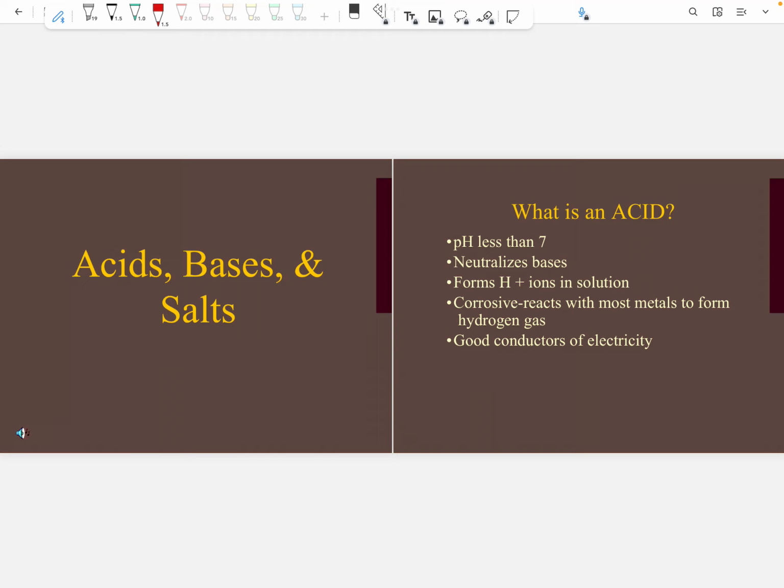What is an acid? Well, an acid is a compound that has a pH less than 7, and we're going to get into pH a little later on in this video. An acid will neutralize bases. We'll even talk about bases a bit in some other video. They form hydrogen ions in solution, and they are corrosive. They react with most metals to form hydrogen gas. Acids are good conductors of electricity.